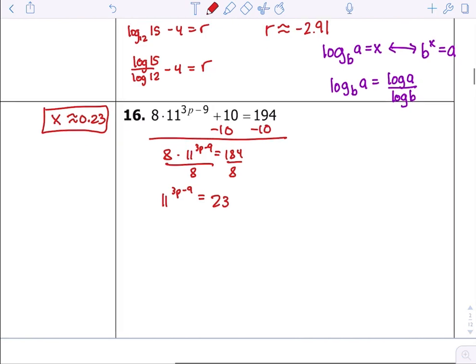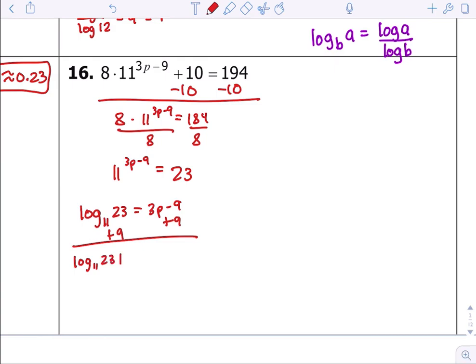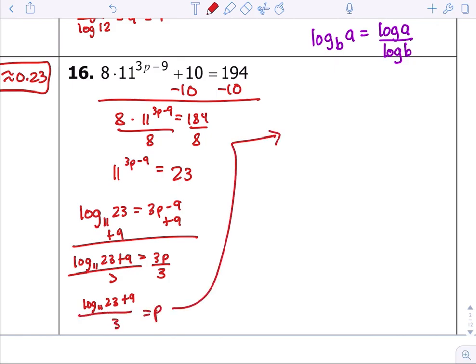This is exponential form, so now we're going to get into log form, which is log base 11 of 23 is equal to 3p minus 9. Add 9 to both sides. Log base 11 of 23 plus 9 is equal to 3p. Divide both sides by 3. So we get log base 11 of 23 plus 9, all divided by 3, is equal to p. Change this to the change of base formula, so log of 23 divided by log of 11 plus 9, all divided by 3, is equal to p.